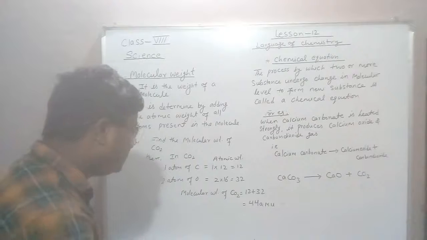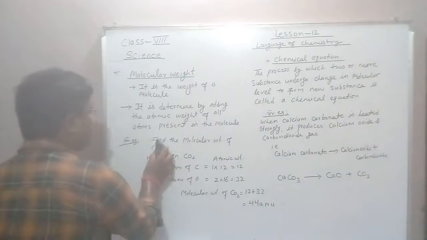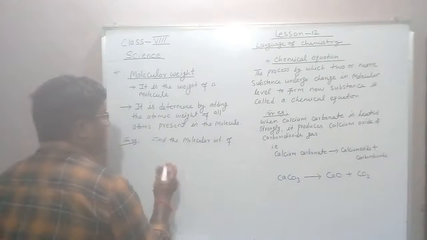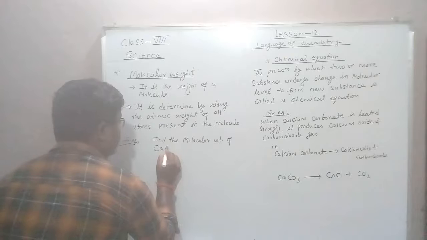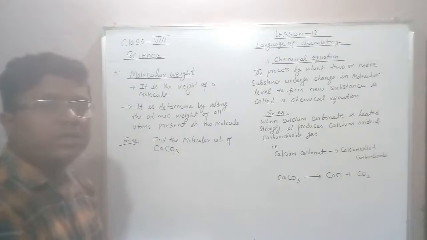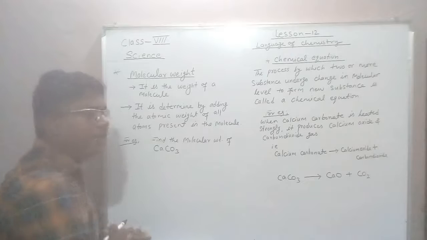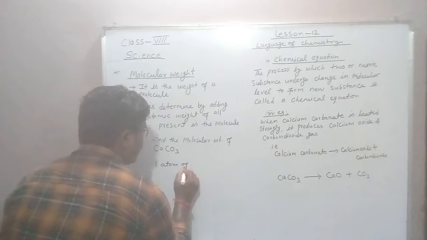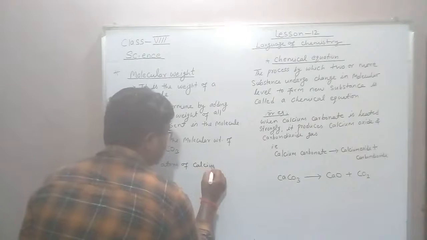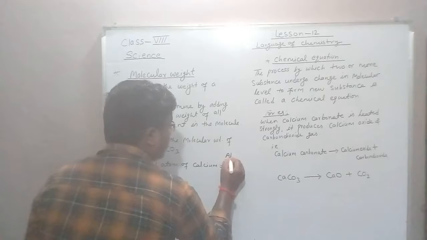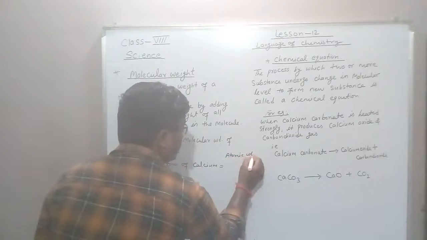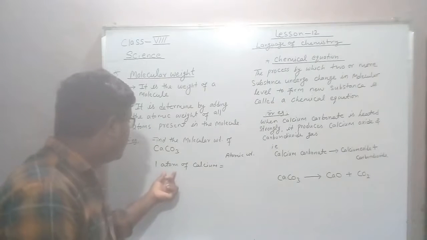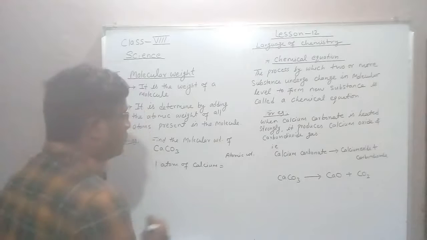Now suppose we need to calculate the molecular weight of calcium carbonate, CaCO3. First, how many atoms of calcium are there? There is one atom of calcium. I will just write the atomic weight here. For one atom of calcium, the atomic weight is 40.